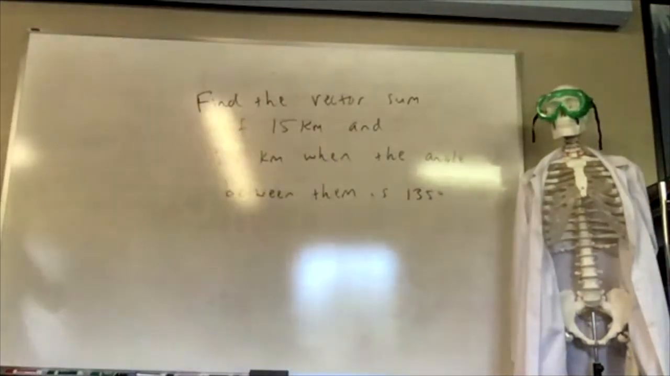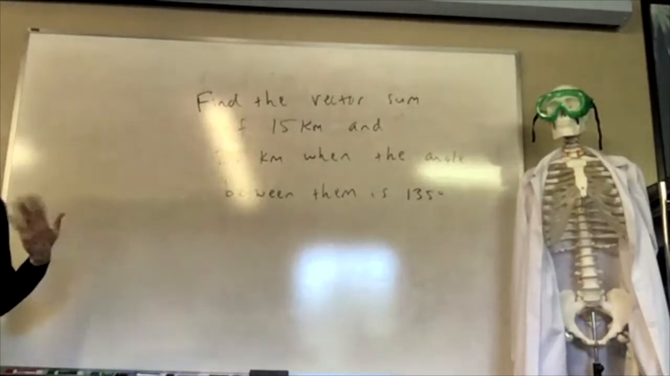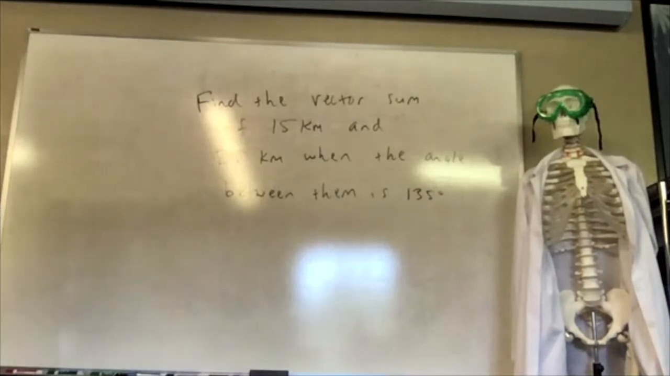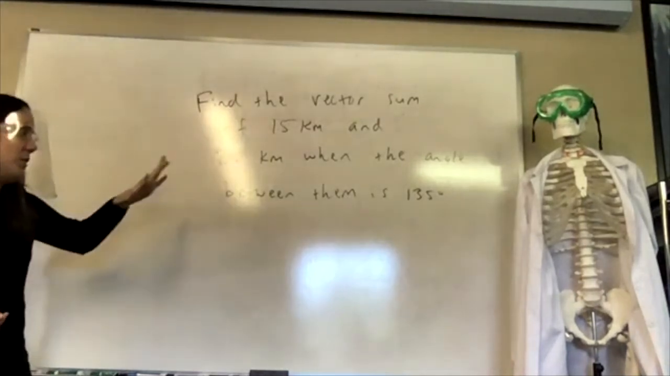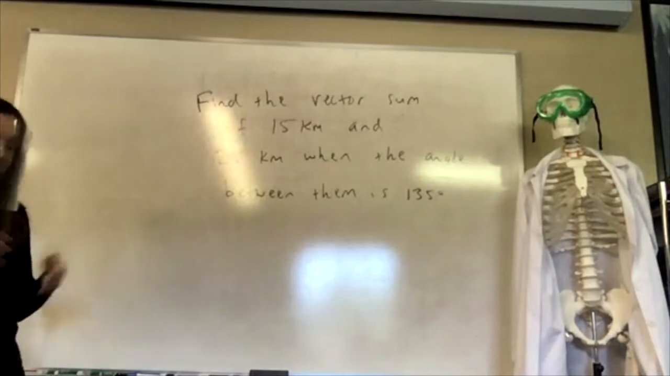Okay, so we'll do a few different examples, and I'll give you some homework questions to do after this. But if you're doing this in pre-calc, this should be review for y'all. It shouldn't be too hard. But we'll start with this one. Find the vector sum of 15 kilometers and 25 kilometers when the angle between them is 135 degrees.